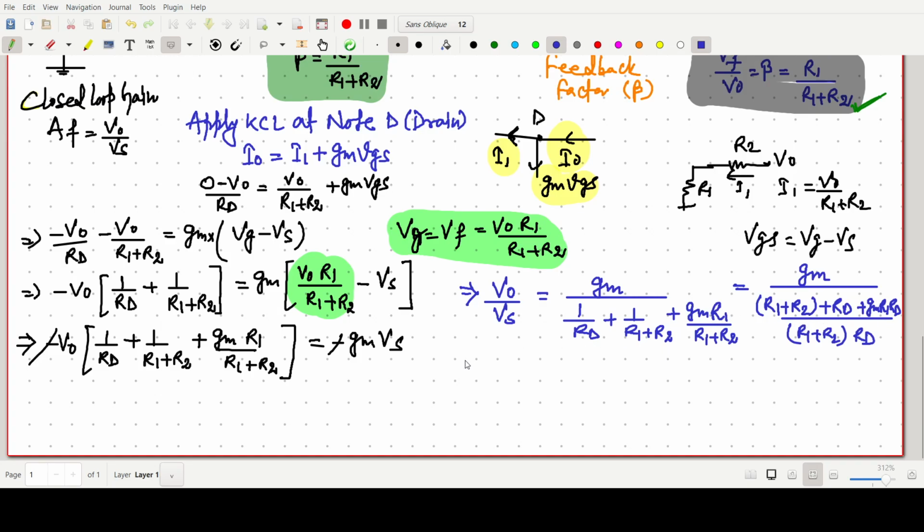Okay, now one more line we can write, V naught by Vs. V naught by Vs we have to find. So can we write Gm R1 plus R2 into Rd. Okay, at the top it will come, and this one R1, and I am taking R1 plus R2 common. Okay, from this one, so one can write 1 plus Rd by R1 plus R2 plus Gm R1 Rd upon R1 plus R2.